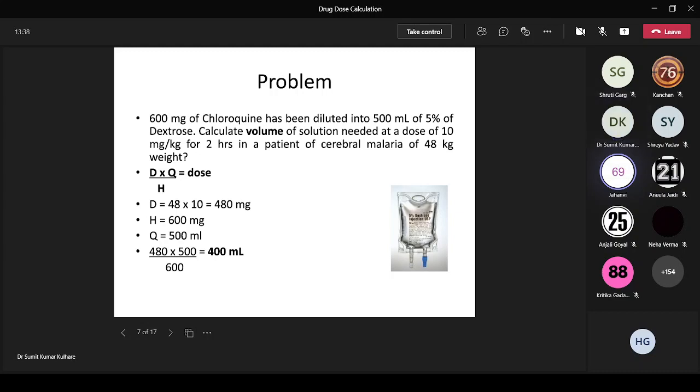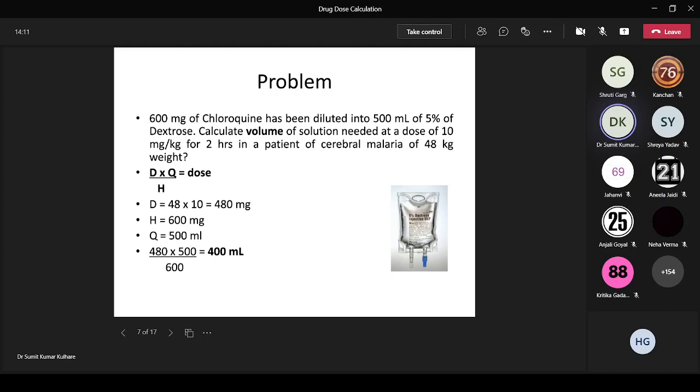Okay. So how much is the doctor's order? He wants to administer 480 milligrams, because the dose of chloroquine is 10 mg per kg and the weight of the patient is 48 kilograms. The total dose which the doctor has ordered is 480 milligrams. But what we have with us is 600 milligrams of chloroquine, which has been diluted in 500 ml. Okay, it has to be given through the intravenous route.